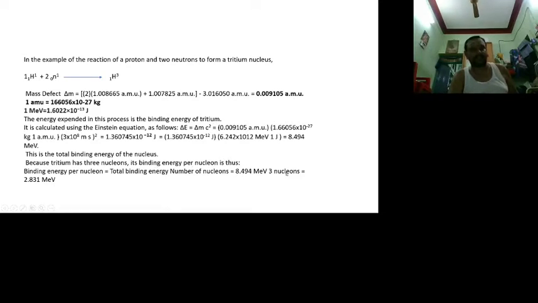Its binding energy per nucleon is found as follows. What is a nucleon? It is the combined count of protons and neutrons. Here, 1 proton and 2 neutrons, so 3 nucleons. For formation of mass number 3, energy of 8.494 is liberated, but binding energy per nucleon means 8.494 divided by 3, which gives 2.831 million electron volts. So this is a nuclear fusion calculation.